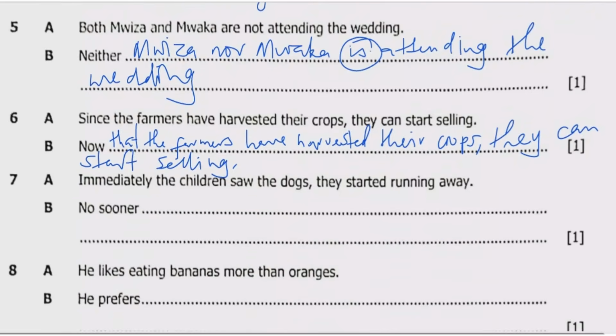Okay, let's go to question 7. Question 7 is as follows. Immediately the children saw the dogs, they started running away. So to write this one, it's going to start with no sooner. So when we start with no sooner, the sentence will be like this.